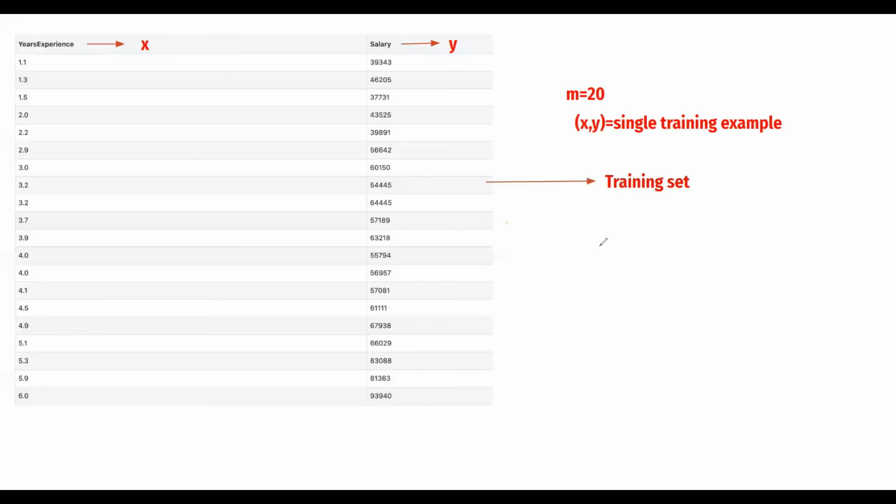If we want to represent a specific row, we will use the subscript operator, like x_i and y_i. Let's say you want to represent this 19th row. We will represent it as x_19 and y_19.